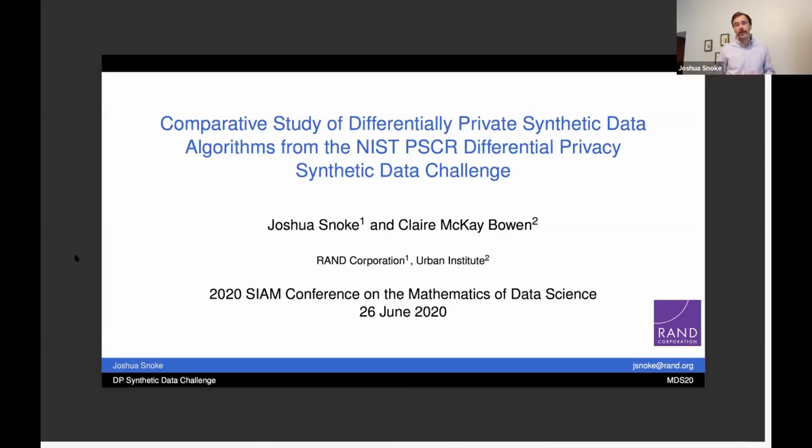And I know that NIST actually is planning on running a second one of these. So if you're someone who is working on differentially private synthetic data or is interested in this topic, definitely keep your eyes out. I think it'll probably happen sometime later this year. So yeah, also just a thanks to NIST for supporting this research.